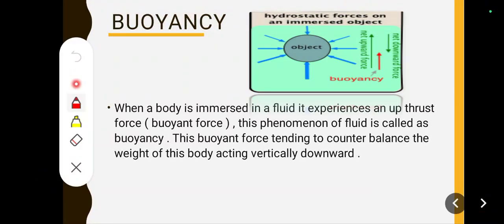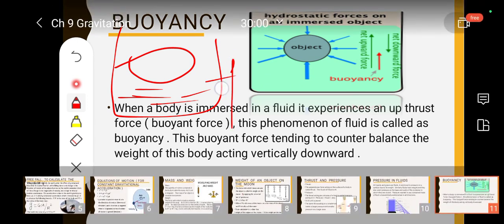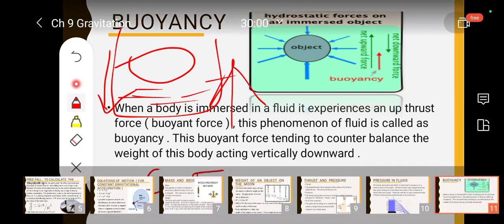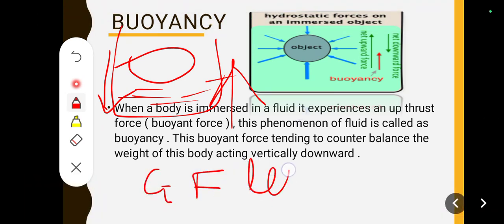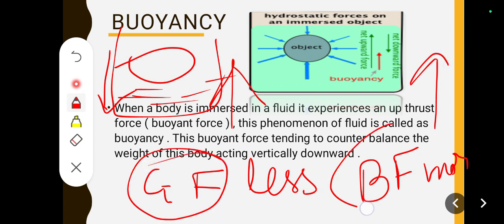It means if you place a plastic bottle in water, then water applies some upward force, and the bottle also faces a downward force that is known as gravitational force. In that case, the gravitational force is less as compared to the buoyant force, and the buoyancy force is more, so the bottle will float over the surface of water. If the gravitational force is more as compared to the buoyancy force, then the object will sink.